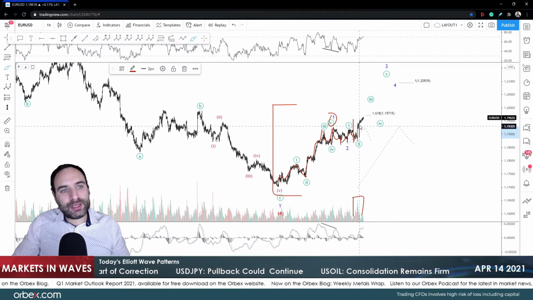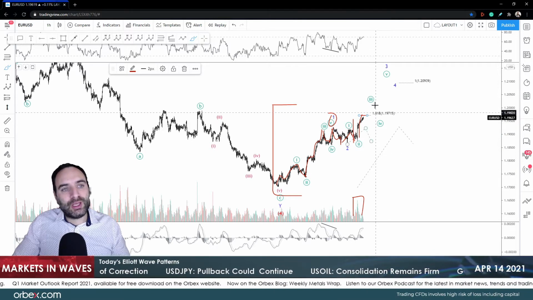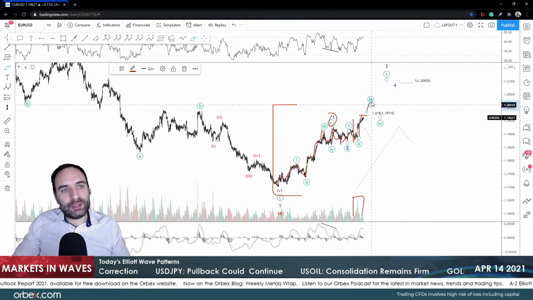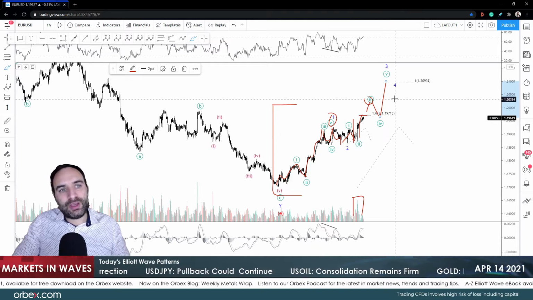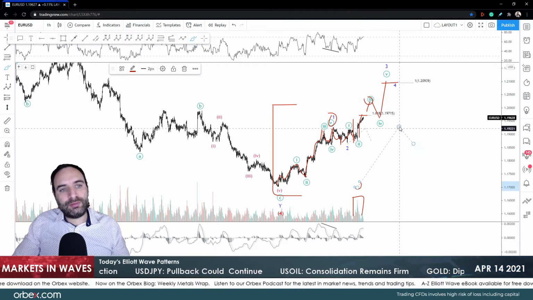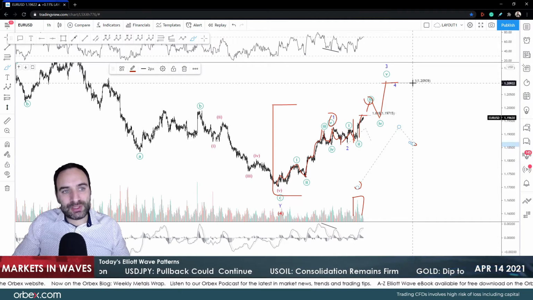That is going to get us up to around 119.71 to end this green 3. Then we're going to get 4 and then 5. And I'm looking at wave 5 to go to at least the 100% of minor waves 1 and 2, which is around 121, and perhaps even higher.